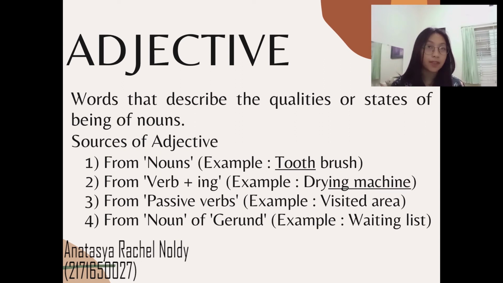1. Adjective coming from nouns. Example, toothbrush, government building, and others. 2. Adjective from verb plus ing. Example, drawing machine and sleeping beauty. 3. Adjective from passive verb. Example, visited people and educated people. 4. Adjective from noun, or nouns made from the base verb plus ing. Example, waiting list and swimming pool. Next.